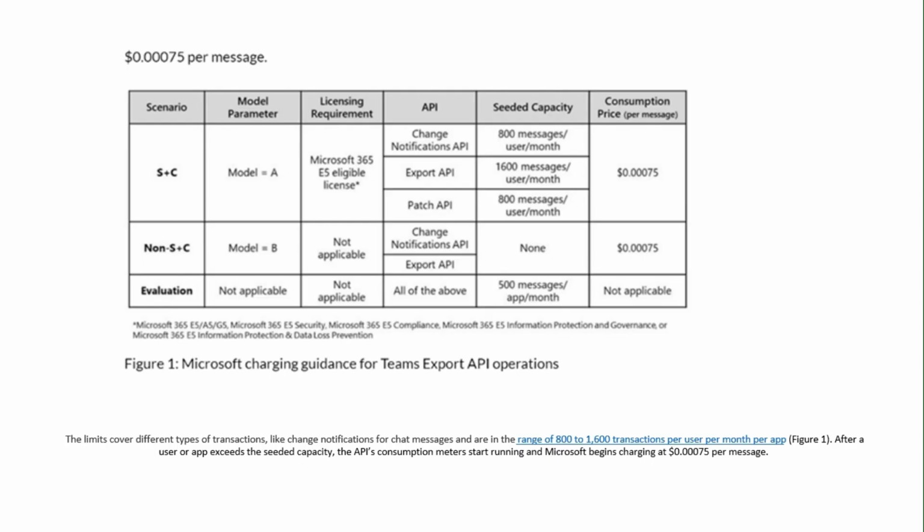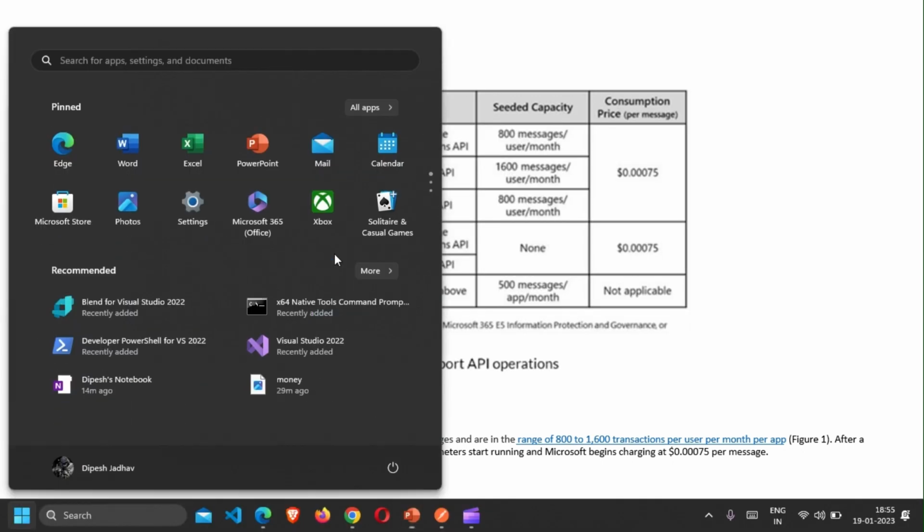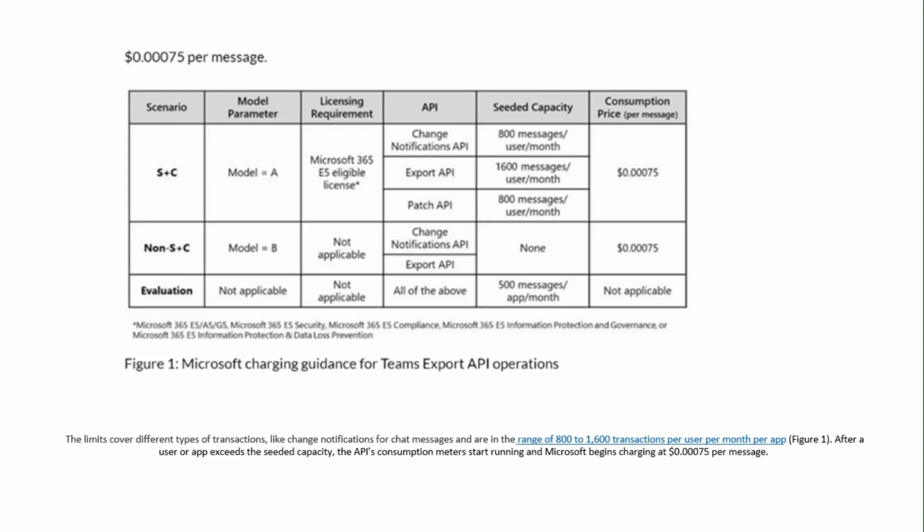Regardless of whether you're using export API or change notification, the charge will be $0.00075 per message or notification for model B. That is one of the things you will need to consider. So let me give you a quick example. Let me open my notepad.